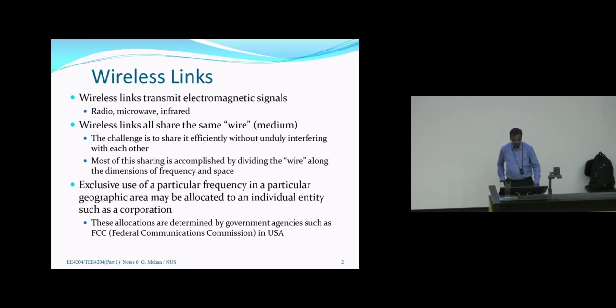Wireless links transmit electromagnetic signals. This could be radio signal, microwave signal, or infrared signal. They have their own frequency range and other things.